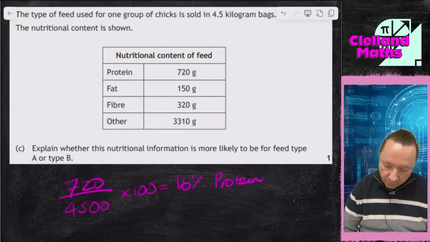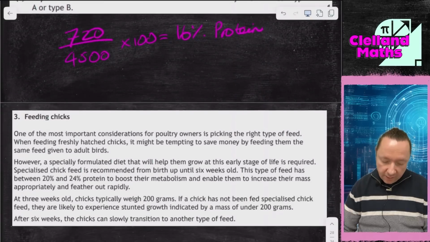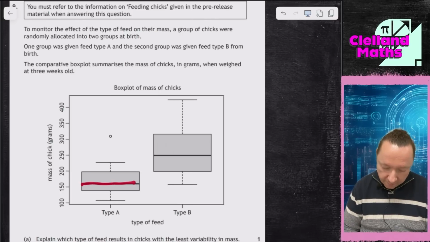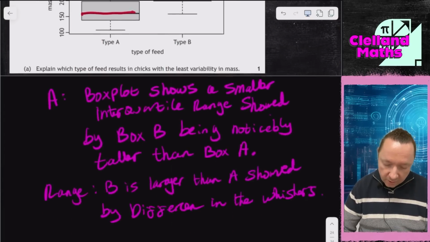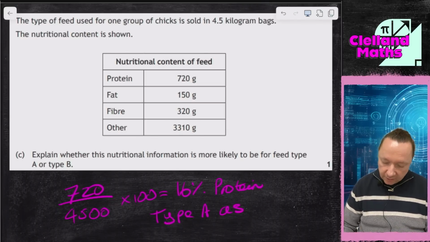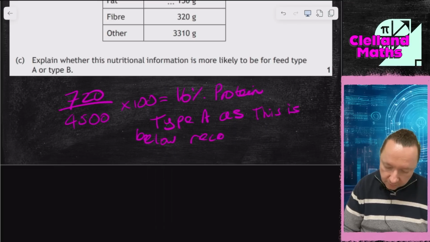So if it's got 16% protein, that means it has got less than the 20 to 24%, so it's probably stunted growth. So if we look at our graphs, the median mass is under 200 for type A and over 200 for type B, so it's likely. So we could say type A, as this is below the recommended protein content of 20 to 24%.